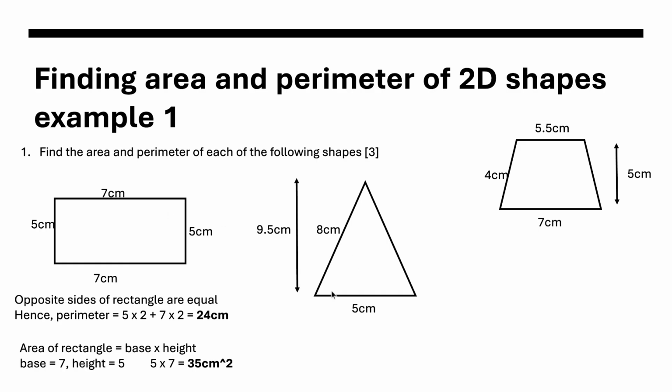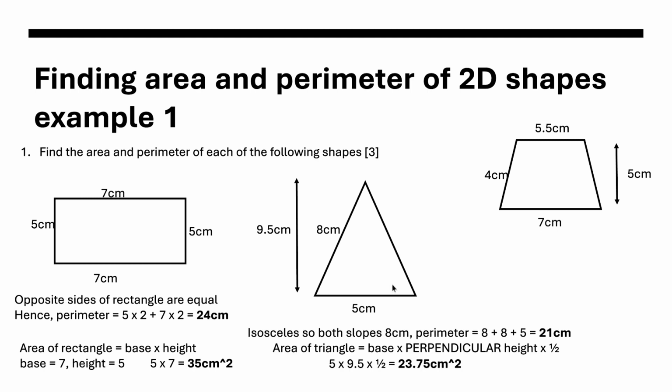For the triangle, it's again an isosceles triangle, so to sum the sides we do 8 times 2 plus 5, which gives us a perimeter of 21 centimeters. The area, we multiply the base by the perpendicular height, 9.5, times by a half. This gives 23.75 centimeters squared.